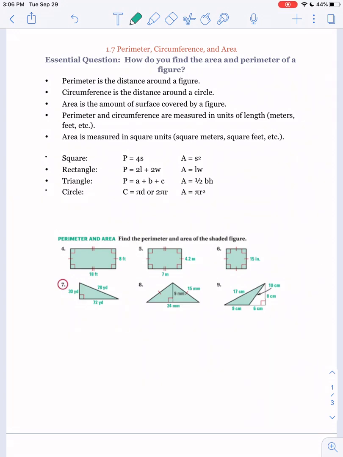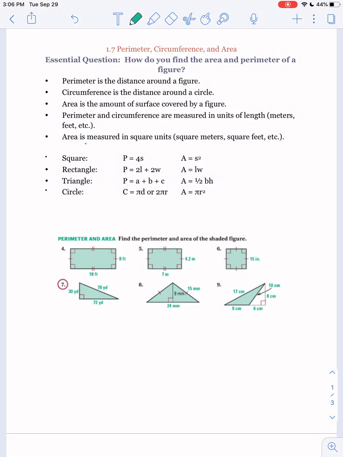This is Honors Geometry Lesson 1.7, Perimeter, Circumference, and Area. Just a review of what perimeter means. Perimeter is the distance around a figure, where circumference is the distance around a circle. We're talking area. Area is the amount of surface covered by a figure. In the perimeter and circumference, we're going to be measuring in units of length. They're linear units such as meters, feet, inches, etc. When we're measuring area, we're talking about square units, square feet, square inches, square meters.